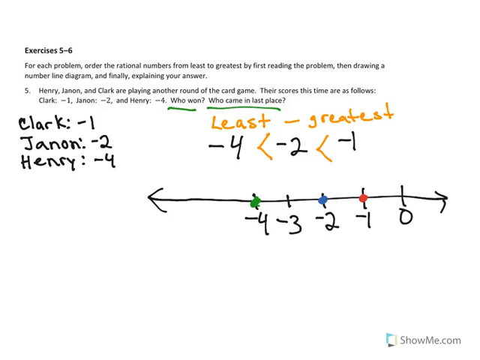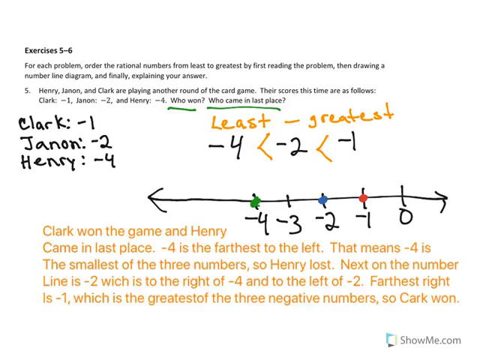All right, now let's talk about what this means in terms of who won and who came in last place. Okay, so you may not have explained it quite the same way, but if you figured out that Clock won the game and Henry came in last place, then you did it correct. -4 is farthest to the left, and so that means that -4 is the smallest of the three numbers, so that's why Henry lost. He had -4.